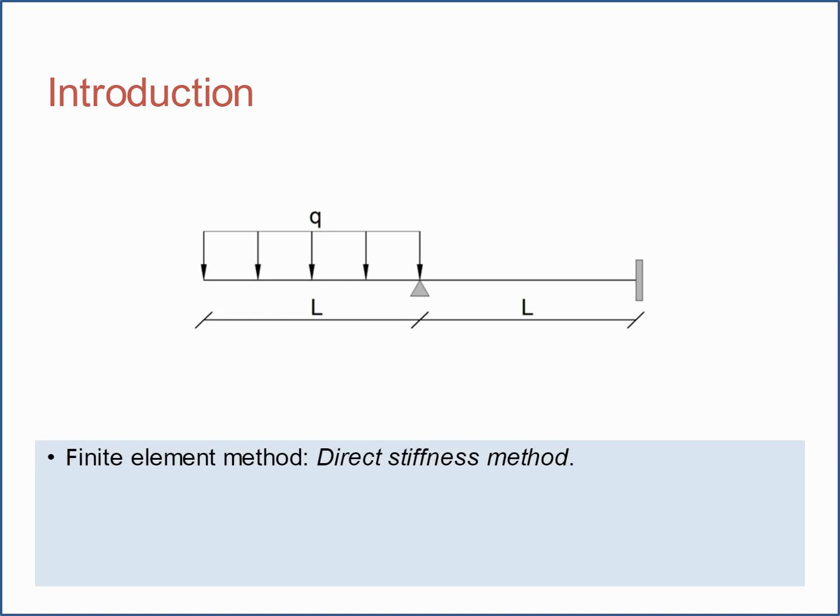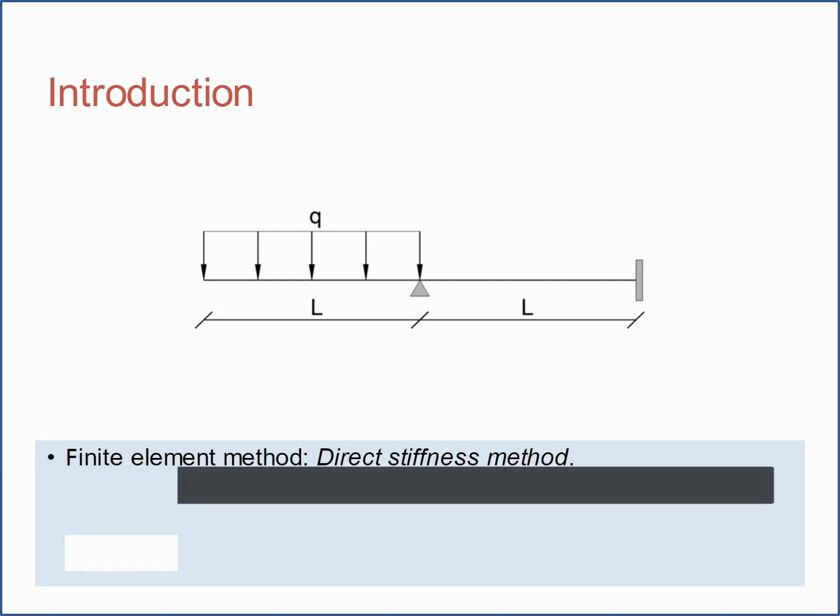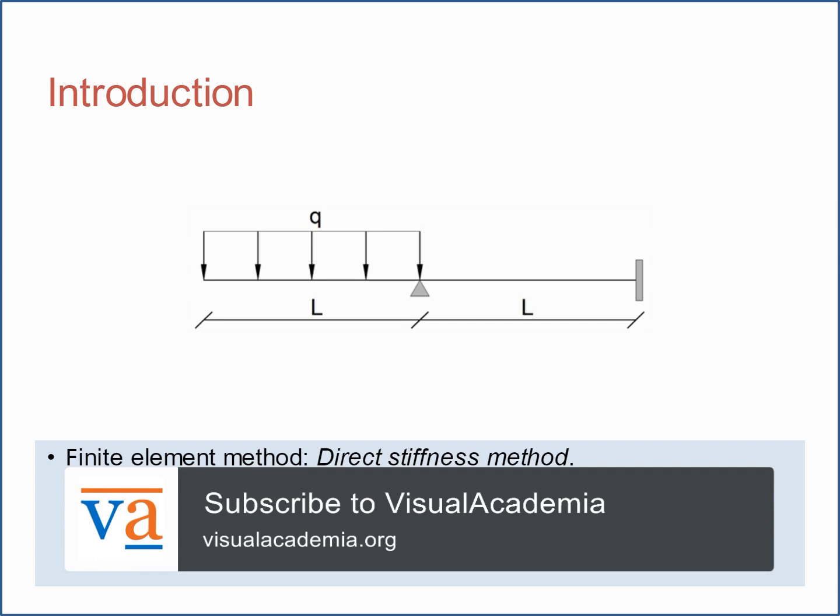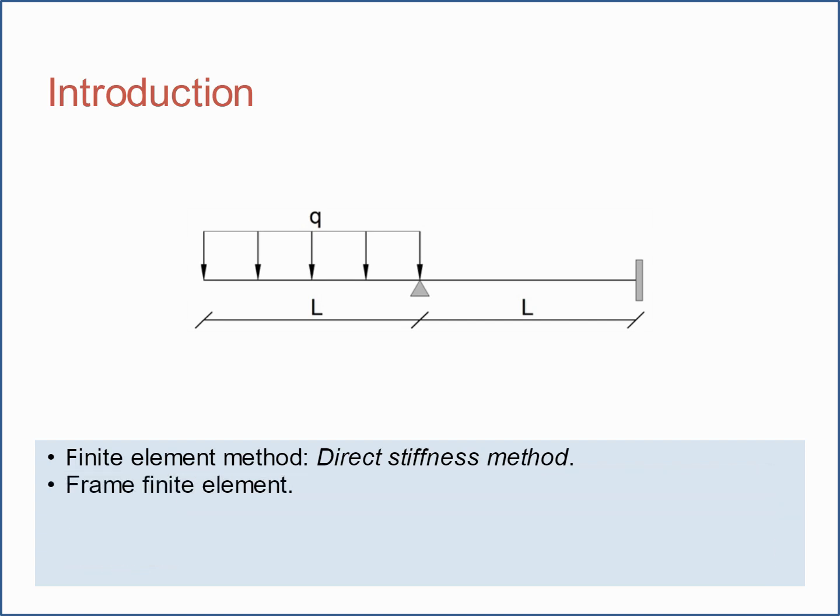This lecture continues the presentation of the direct stiffness method. The material introduced facilitates the application of the method in realistic problems of structural analysis. The frame finite element is examined, which can be used to analyze most skeletal structures. It can also be used to form derivative finite elements, such as the truss, the shaft, and the beam.